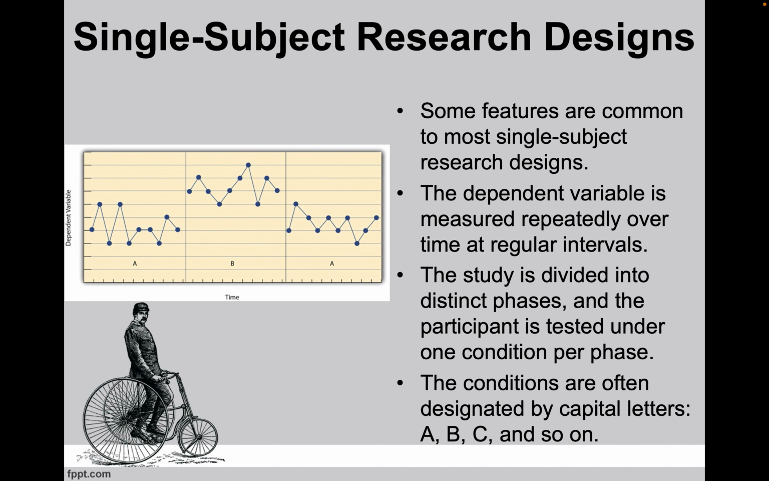The dependent variable is measured repeatedly over time at regular intervals. The study is divided into distinct phases, and the participant is tested under one condition per phase. The conditions are often designated by capital letters A, B, C, and so on.